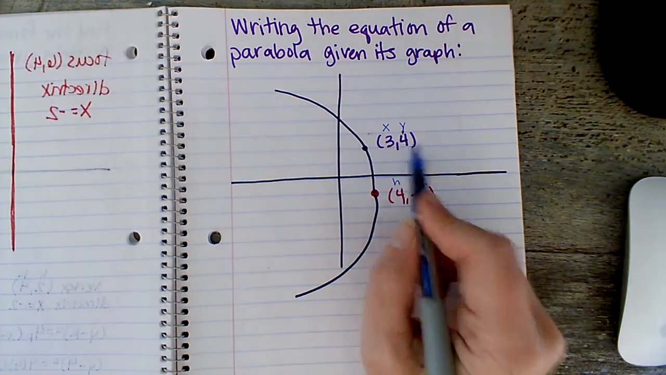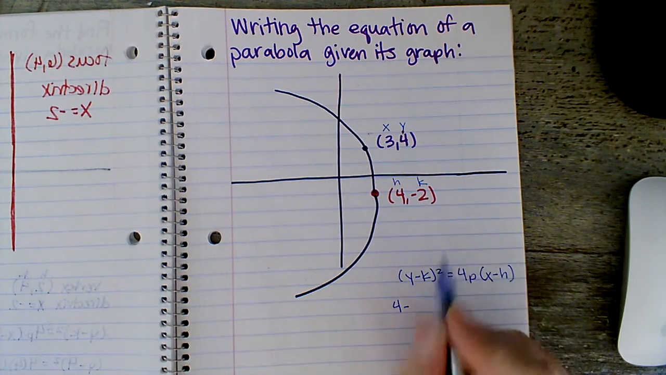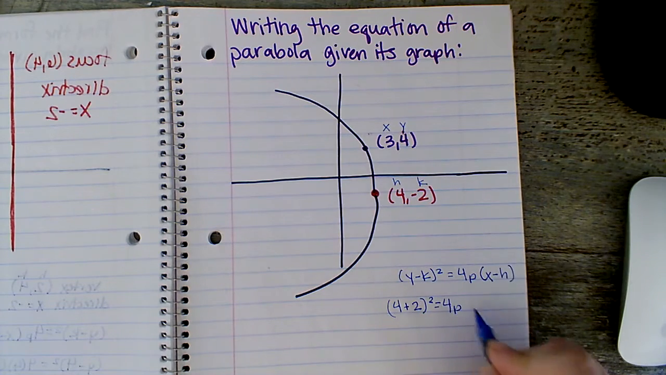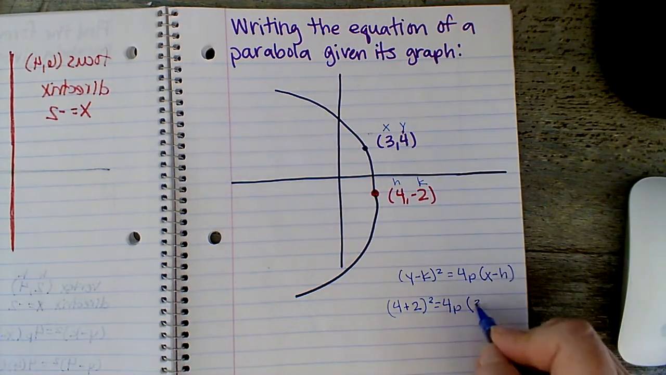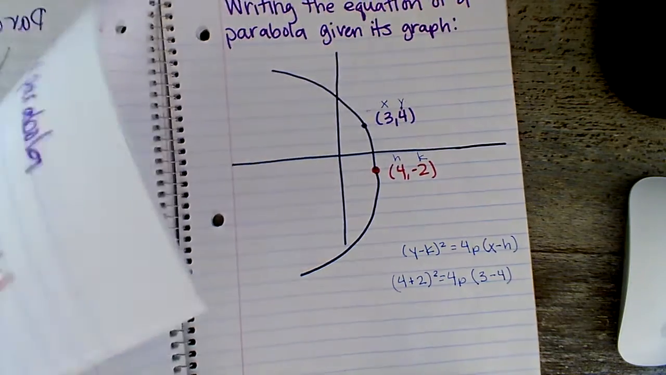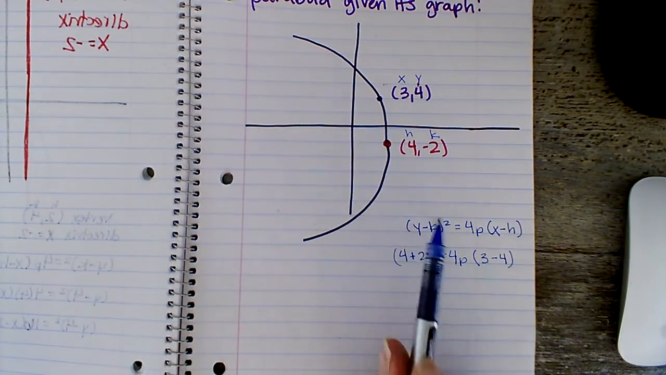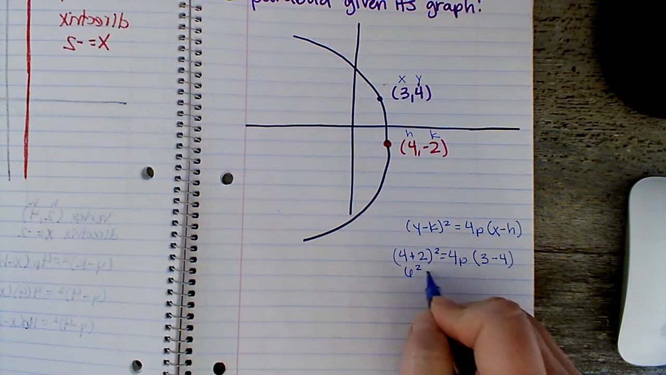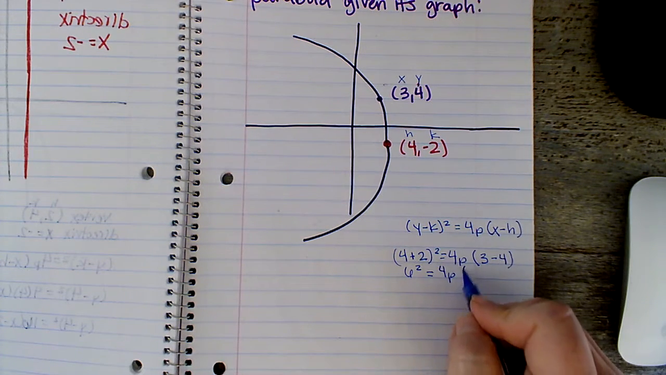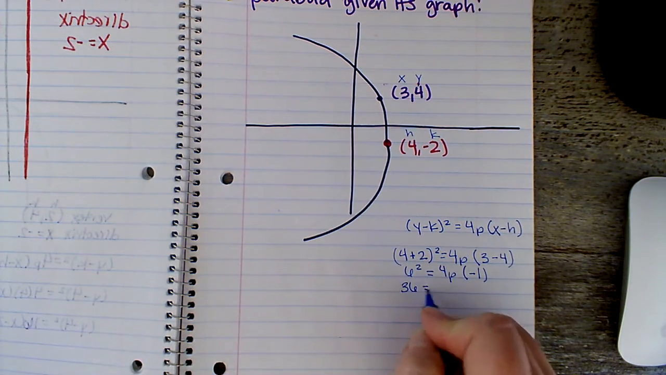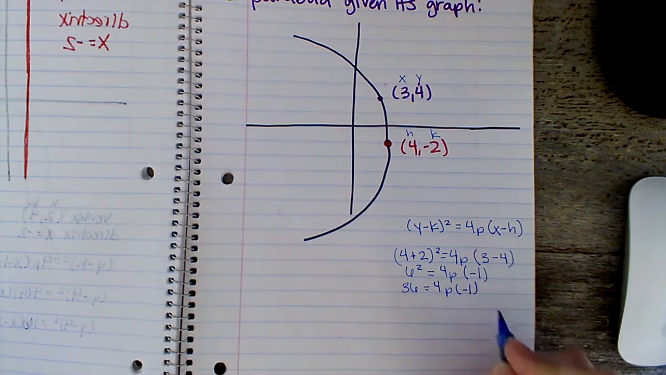Don't confuse the two. h and k is the vertex, (3, 4) is just some random point x, y. So I'm just going to plug it in. So y, which is 4, minus k, which is -2, so it changes to a positive, squared, equals 4 times p times x, which is 3, minus h, which is 4, not squared. Okay, you see where I got this positive? It was a negative in y minus k, but negative times a negative is positive. So now I have 6 squared equals 4 times p times -1.